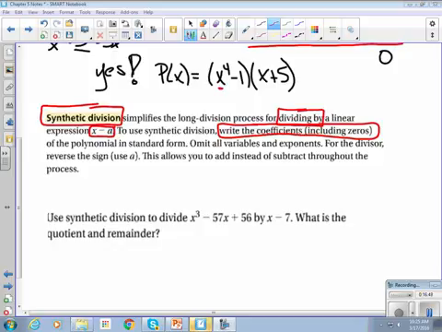We're going to not write down variables or exponents. No x's, no x squareds, no x to the fourth. So it's going to simplify everything down to just numbers.